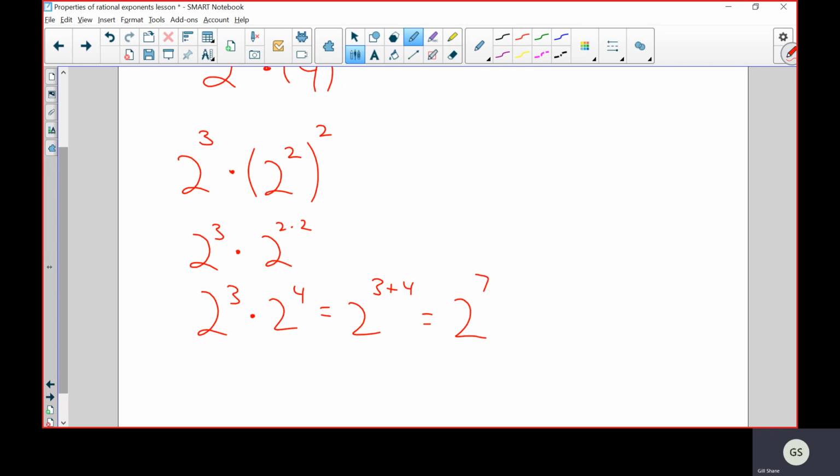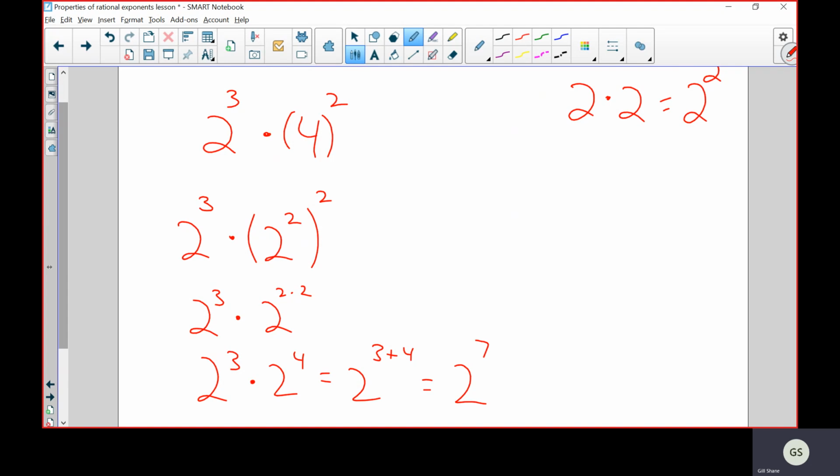So now I was able to simplify that down, even though initially I didn't have the same base and I wasn't able to do anything. Once I changed the base, I was able to get it down to one base, one exponent. So that's what you're doing in the new lesson: you're just changing numbers into all the same base.